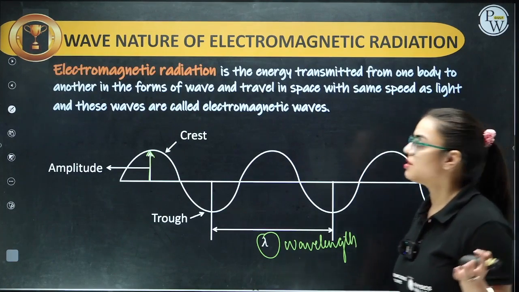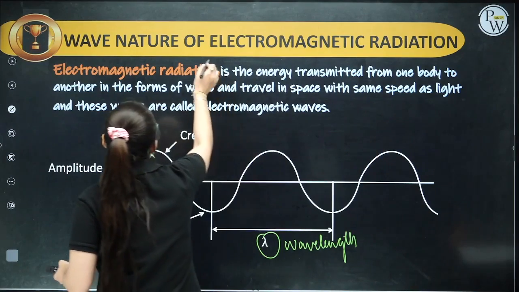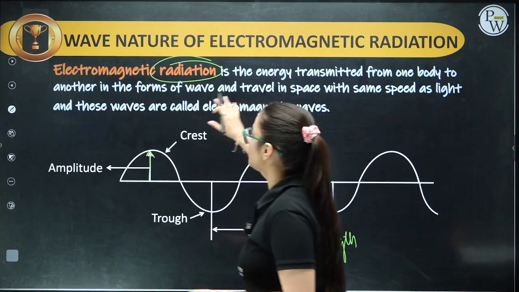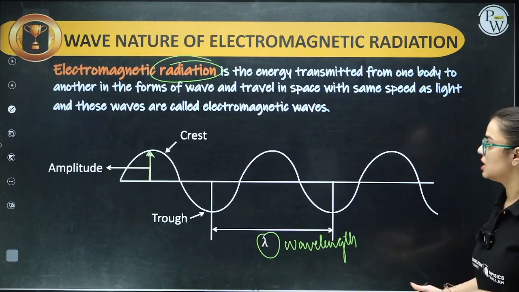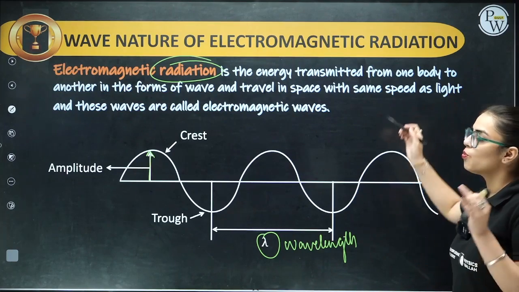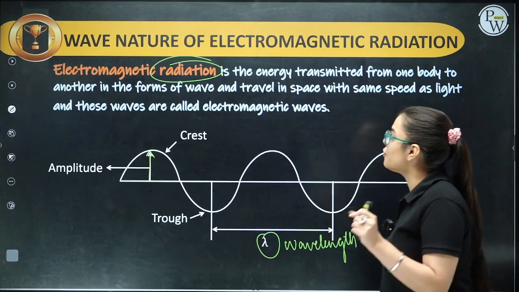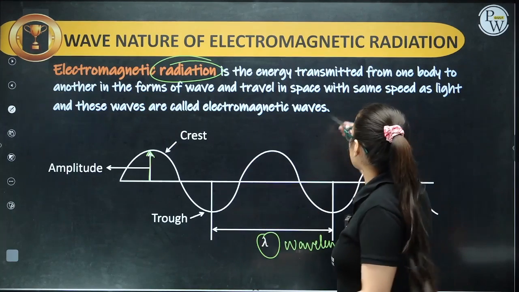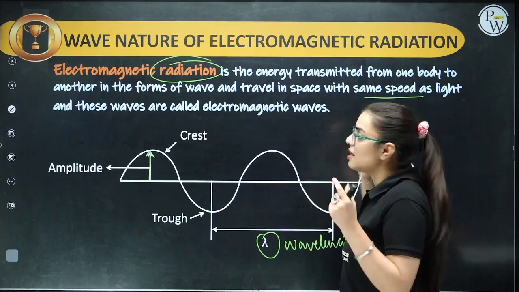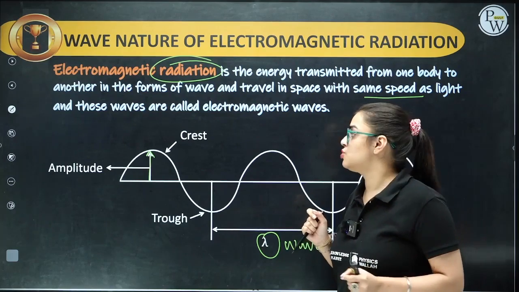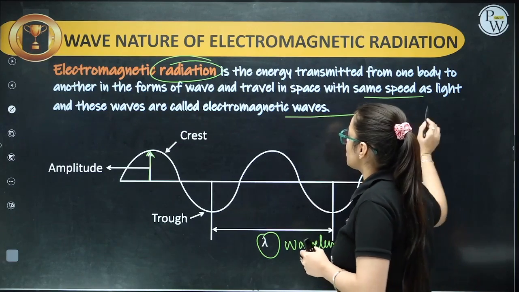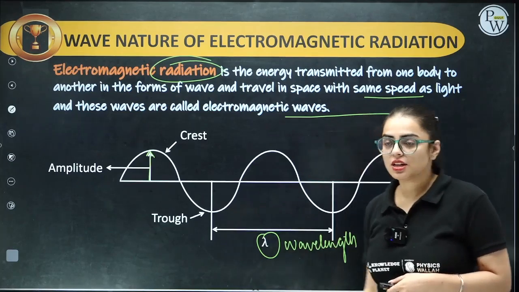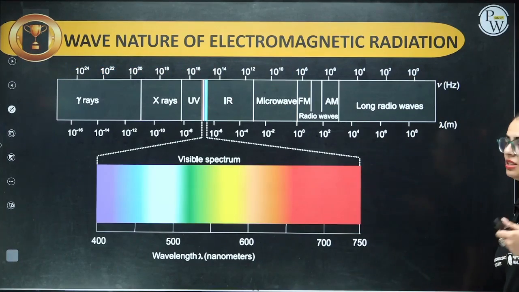So first of all, let us understand electromagnetic radiation before starting the wave nature of electromagnetic radiation. It is the energy transmitted from one body to another body in the form of a wave. Through the wave, energy is being transmitted and it travels in space with the same speed as the speed of light, students, and these waves are referred to as electromagnetic waves, right? So let us understand them in detail.